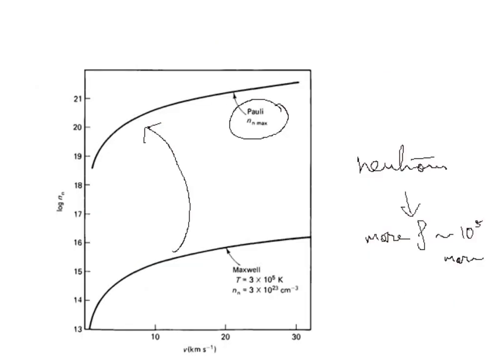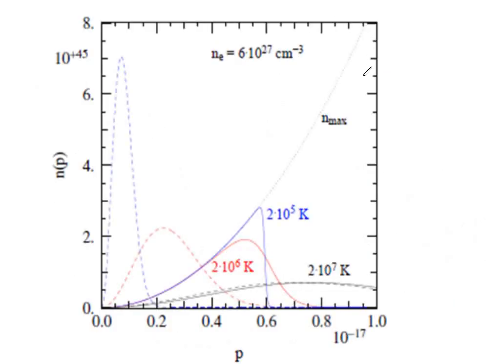Okay, so here in this plot, I have taken a different density of 6 into 10 to the power 27 per centimeter cube. However, what I am doing is that I am now slowly decreasing the temperature.